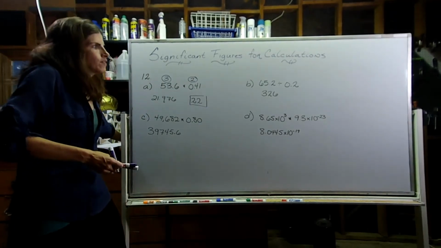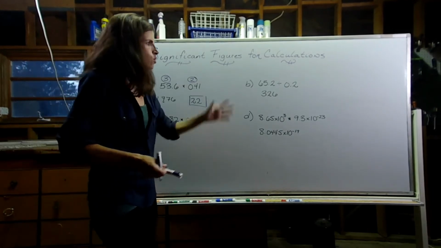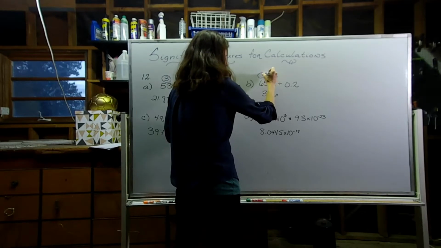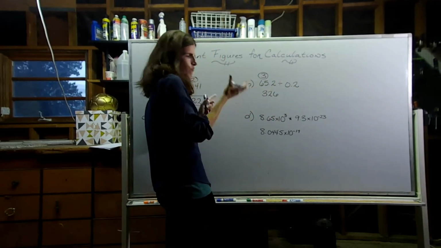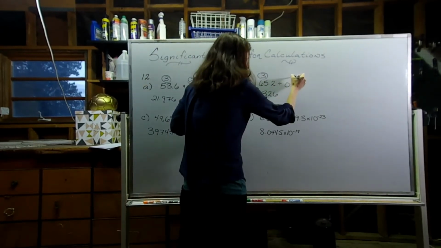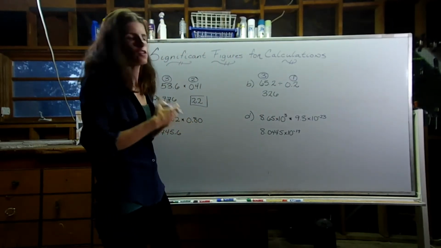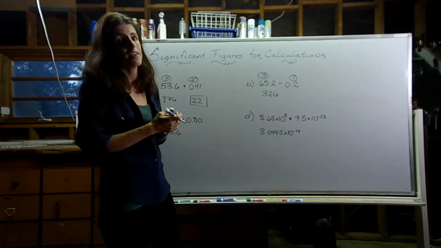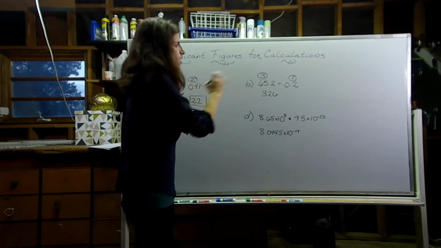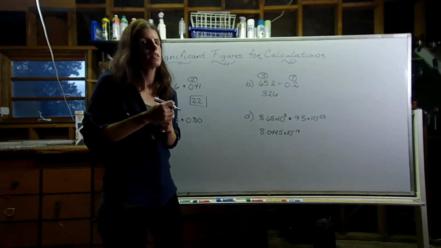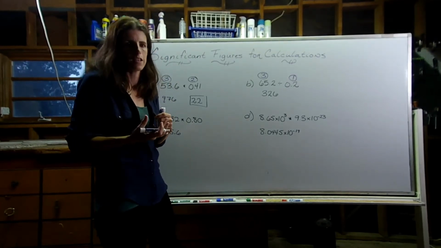We have 65.2, which has 3 sig figs. And again, this zero's not anything. So just 1 sig fig on the next value. And we're dividing, so I'm going to go with 1 sig fig in my answer. When I threw it into my calculator, I got 326. How do we turn 326 into something with just 1 sig fig?